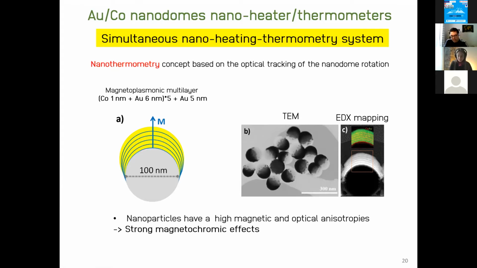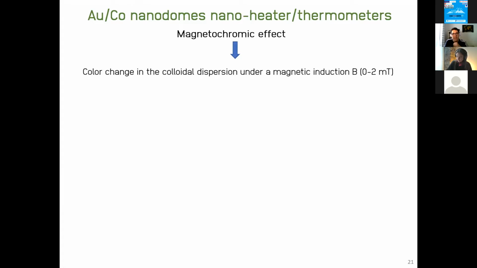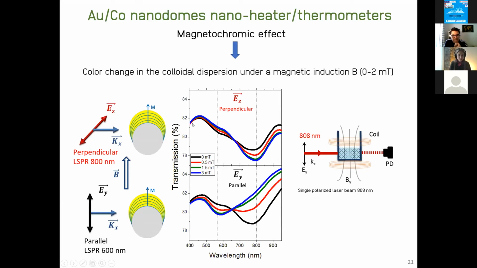So this magnetochromic effect means that the color of the colloidal suspension will change under the action of a magnetic induction field. So as you can see here, under a static magnetic field, in two different configurations, perpendicular with the polarization of the light and in parallel, you can see how the transmittance spectra of the particles completely change if it's in perpendicular or in parallel mode.